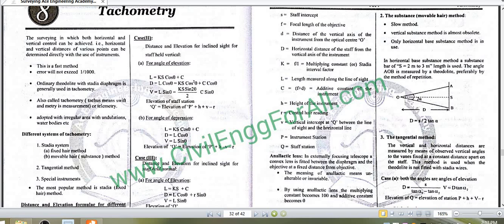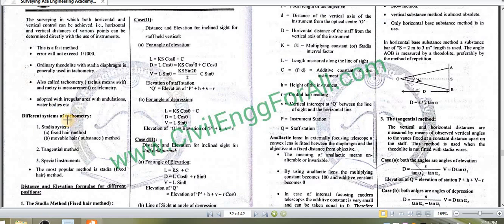Now there are various systems available. As I've told you, tachometry is one of the simplest methods of finding the horizontal and vertical distance, and there are various systems available in that. The first system is called the stadia system. As I've told you, it has been provided with a diaphragm which has some cross hairs. So the first method is the fixed hair method.